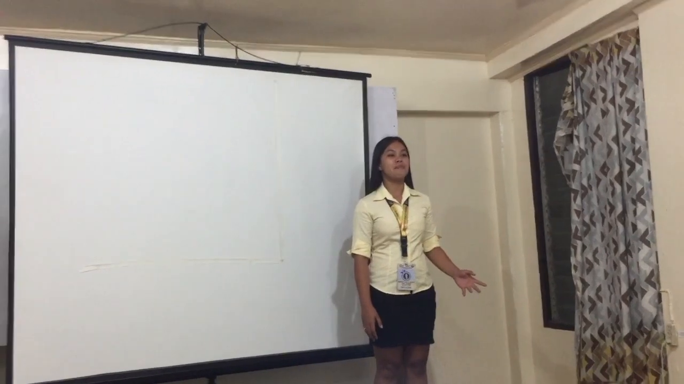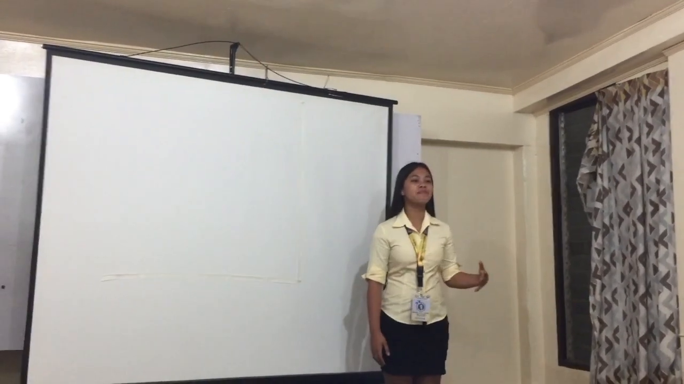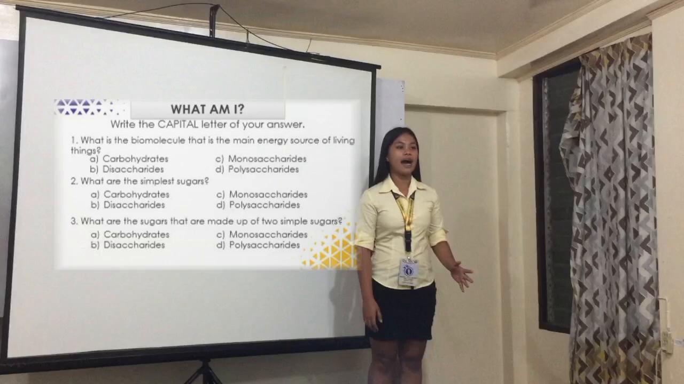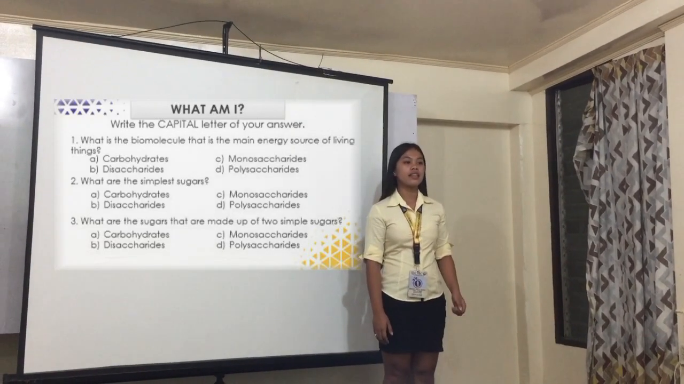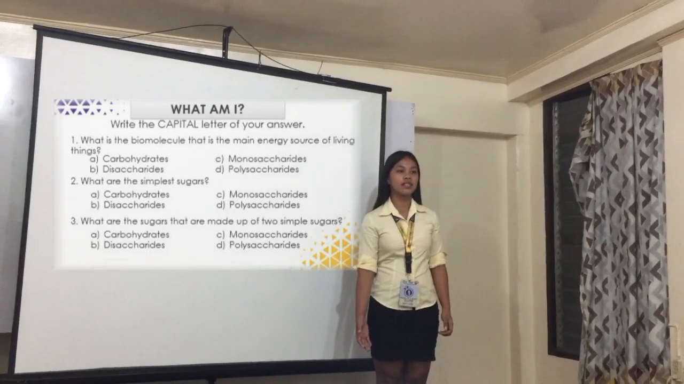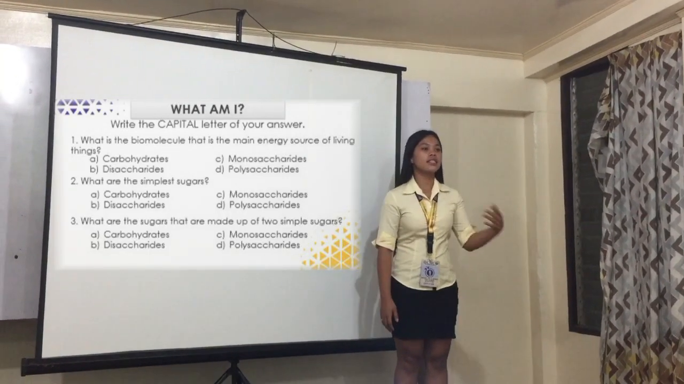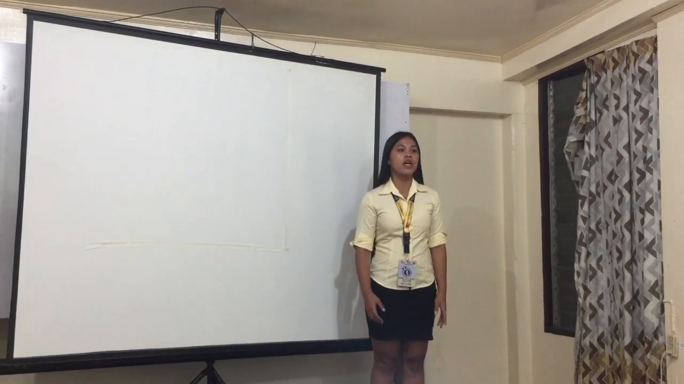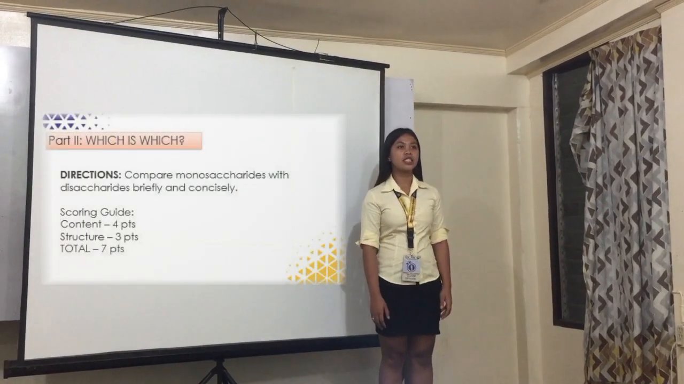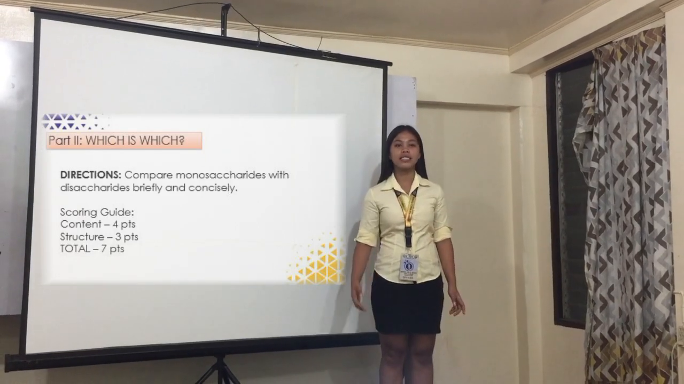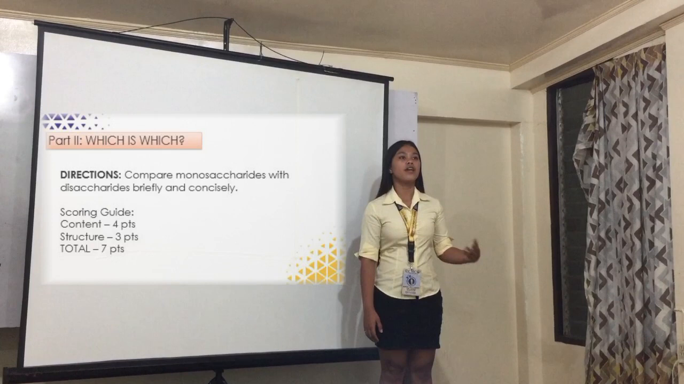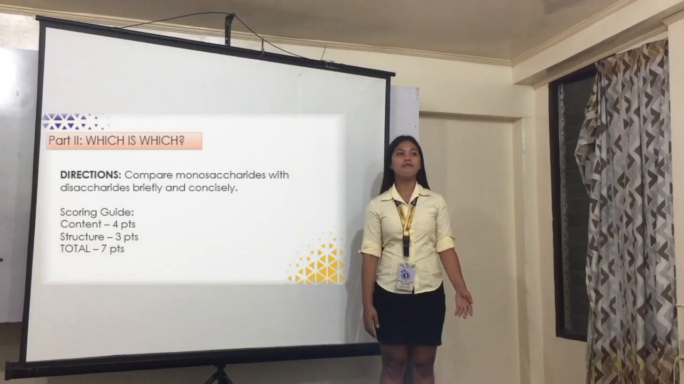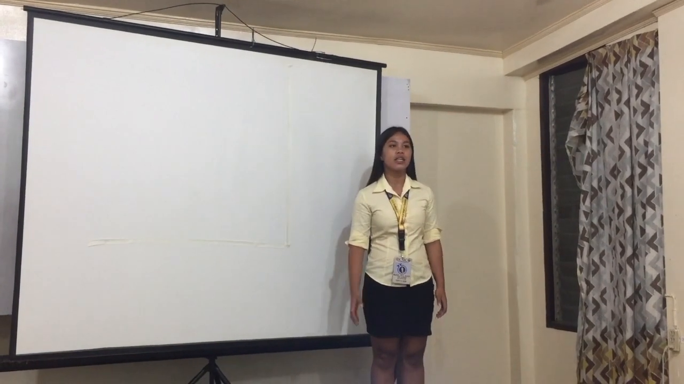Get a quarter sheet of paper and answer the following, which will be flashed on the screen. Part 1 is called What Am I? The direction is, write the capital letter of your answer. Is everybody ready? You will now start answering. Is everybody finished? Thank you. Now, let's proceed to part 2, entitled Which is Which? The direction is, compare monosaccharides with disaccharides briefly and concisely. For your scoring guide, content is 4 points, structure 3 points, total of 7 points. Are you done? Good job.